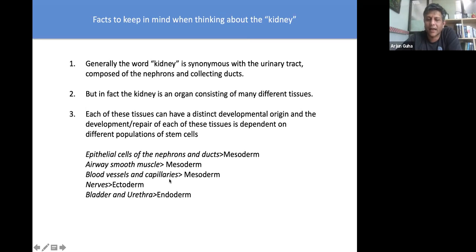There are blood vessels and capillaries, which are mesodermal in origin. There are nerves that are ectodermal in origin. And of course, the ureter that comes out of the kidney, which is basically the large collecting duct, which collects all of the urine that is accumulated in the kidney, feeds into the bladder, and the bladder then connects to the urethra. And so the bladder and the urethra in the context of the urogenital system is endodermally derived, not mesodermally derived. So in toto, the urogenital system is both mesodermally derived in the kidney and endodermally derived.